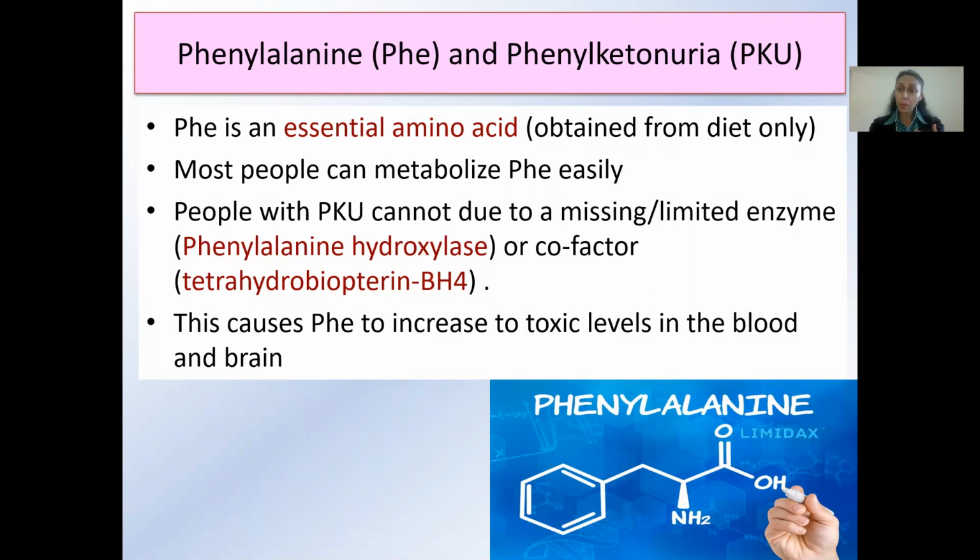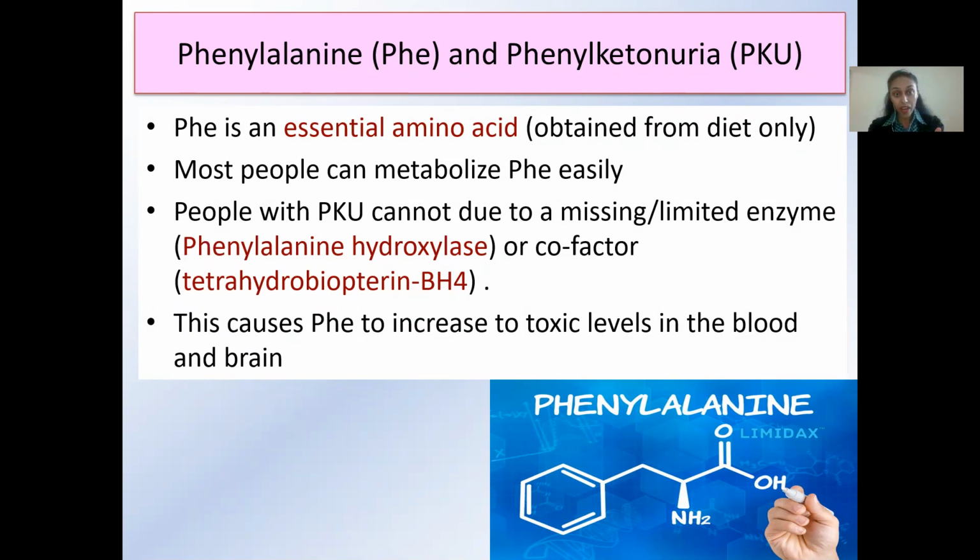Now, the majority of people like you and me can metabolize phenylalanine. Phenylalanine in the entire lecture is abbreviated as Phe. So this is how I'll be referring to phenylalanine, meaning Phe. But there are certain people who cannot metabolize phenylalanine. Why is that so? This could be because they have either a deficiency, meaning the enzyme or the cofactor which is required in metabolizing phenylalanine is limited, or else the enzyme or the cofactor may be completely missing.